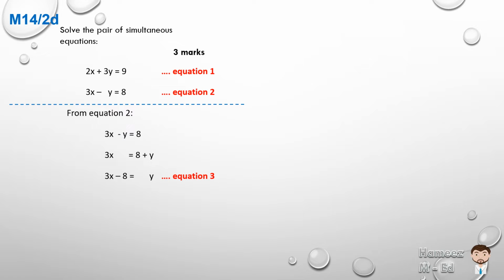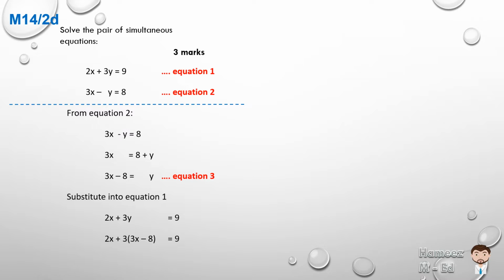Now that we know that, let's substitute that into the equation that we did not use so far, which was equation 1. So 2x plus 3y is equal to 9. That's equation 1. And what do we know? We know y. So let's replace the y in that line. So let's rewrite 2x plus 3, and in brackets, not y anymore, 3x minus 8. And that will be equal to 9. It's a simple substitution. That's why the method is that name.